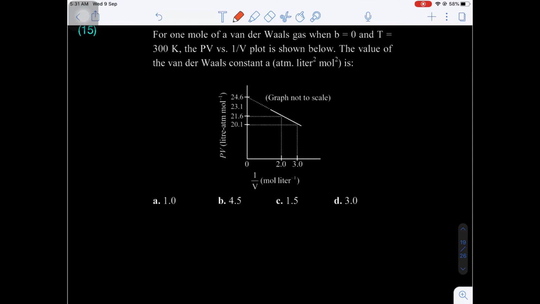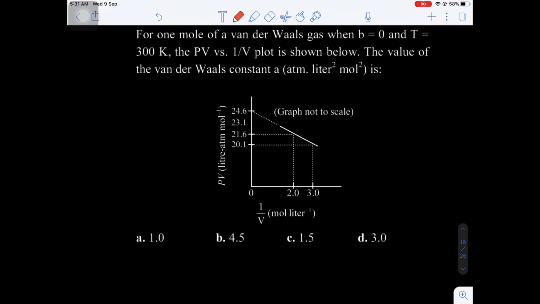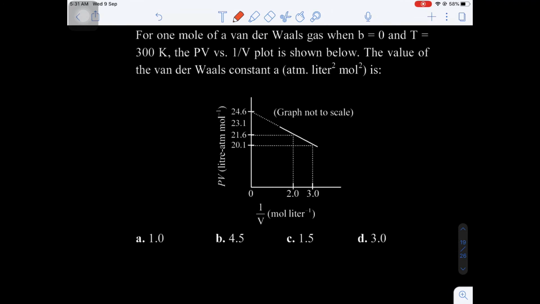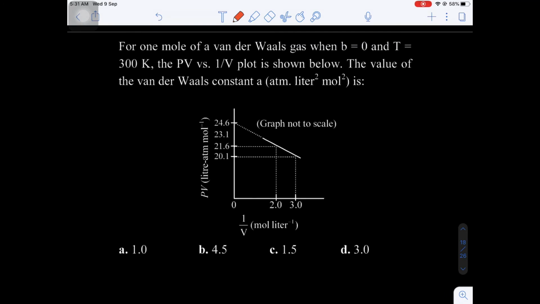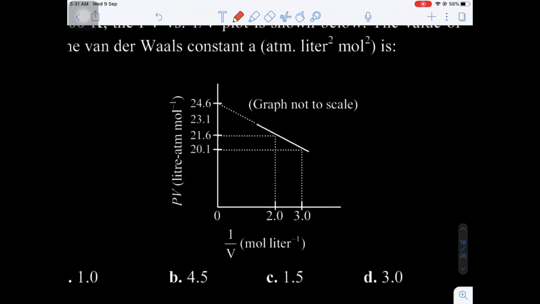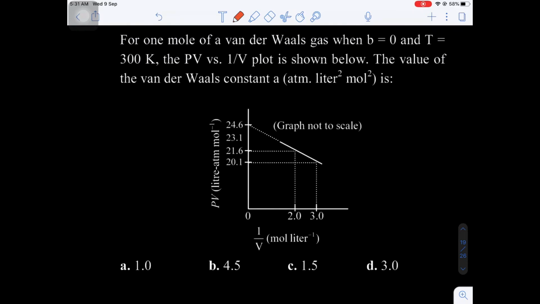Now the question number 15. So this is a previous year numerical. For 1 mole of a van der Waals gas, small b value 0 and temperature will be 300 Kelvin. The PV versus 1 by V plot is shown below. The value of the van der Waals constant A is. Now here graph is given, on the y-axis PV, on the x-axis 1 by V taken.